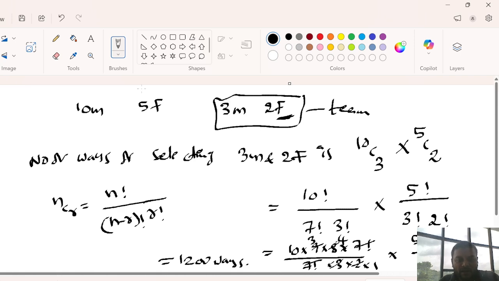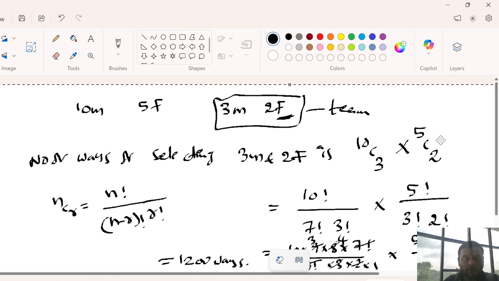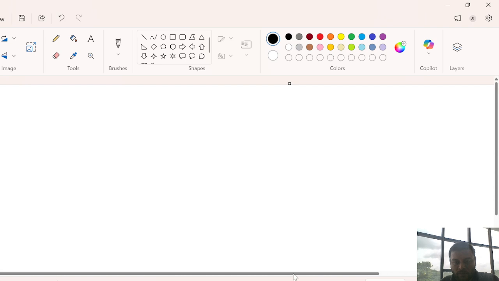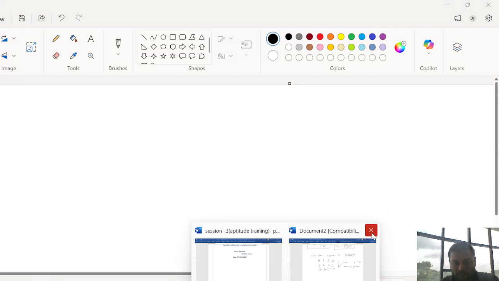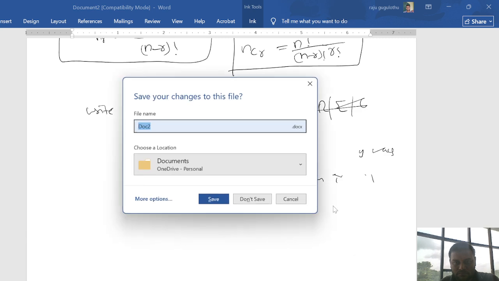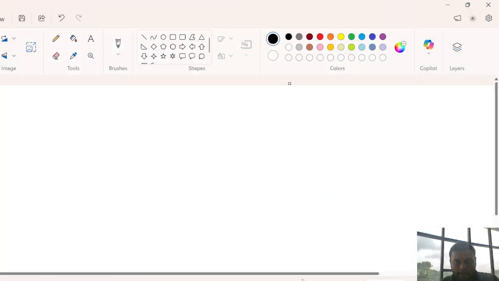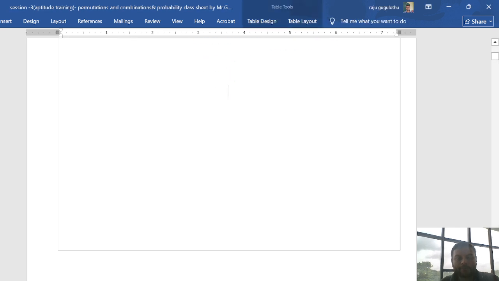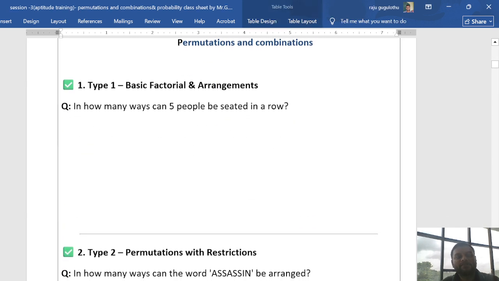This is how we use our combination technique to find the number of combinations or selections as per the given conditions. Okay, friends. Now we will go to the word file and solve some questions over there. Okay, friends. The first question in permutations and combinations.